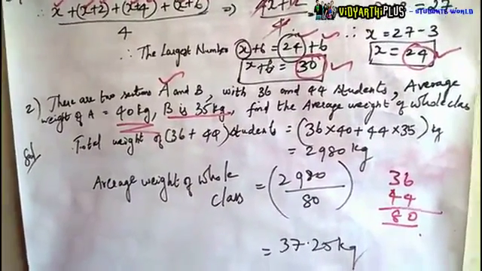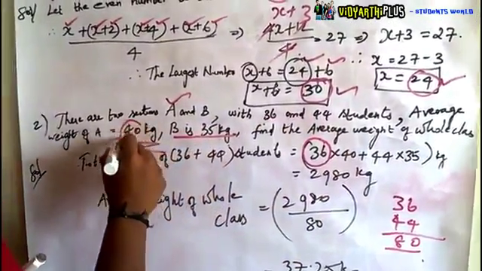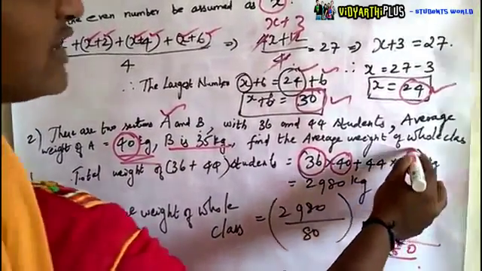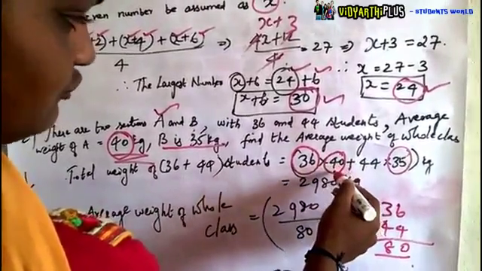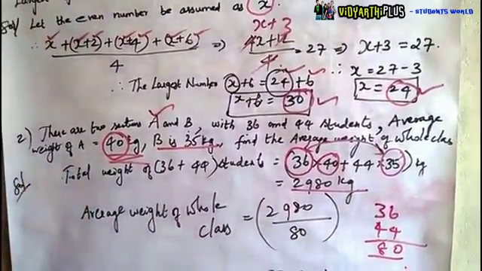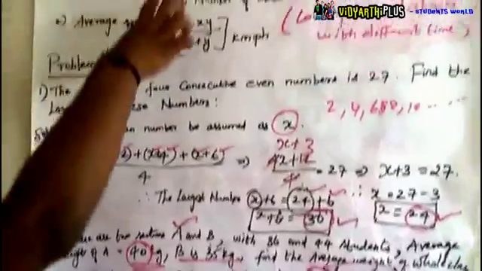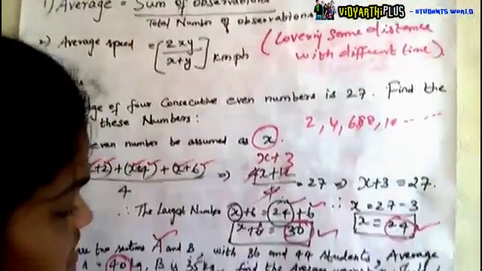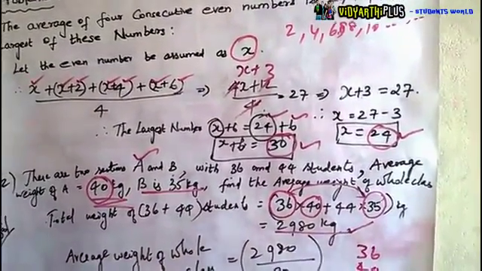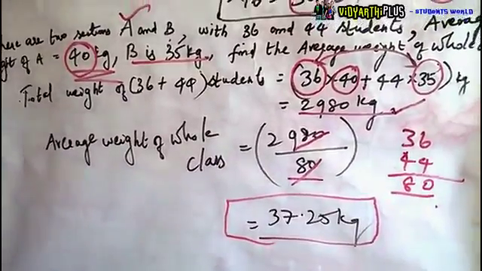Now we have to find the total weight of all the students. The 36 students in section A have an average of 40, therefore 36 into 40. The 44 students in section B have an average of 35, so 44 into 35. Adding these two answers, we get 2980 kg. Now the question is to find the average weight of the whole class. From the first formula, the sum of the observations is 2980 kg and the total number of observations is 36 plus 44, which is 80. So 2980 divided by 80. By cancelling, we get 37.25 kg. This is the average weight of the whole class.